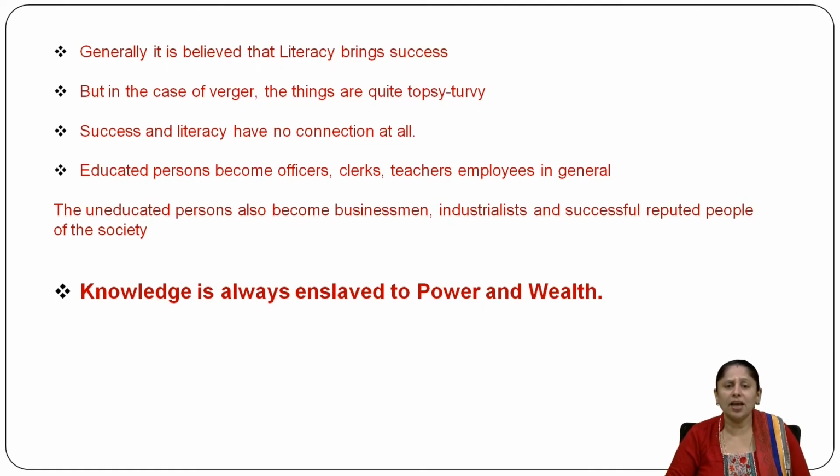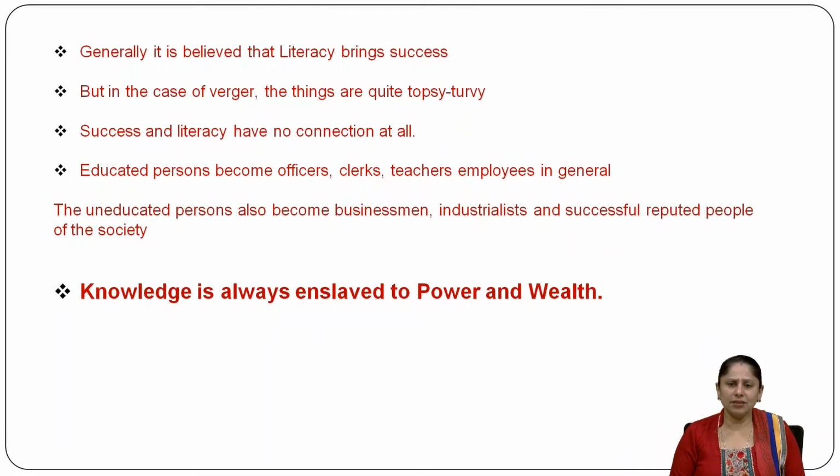Success and literacy have no connection at all. Education and success have no connection, because it shows over here that even an uneducated person, Edward Albert Foreman, Verger, had become successful, rich and famous, popular and reputed without being a literate person even. Educated persons become officers, clerks, teachers, employees in general, while the uneducated persons also become businessmen, industrialists, and successful, reputed people of the society.